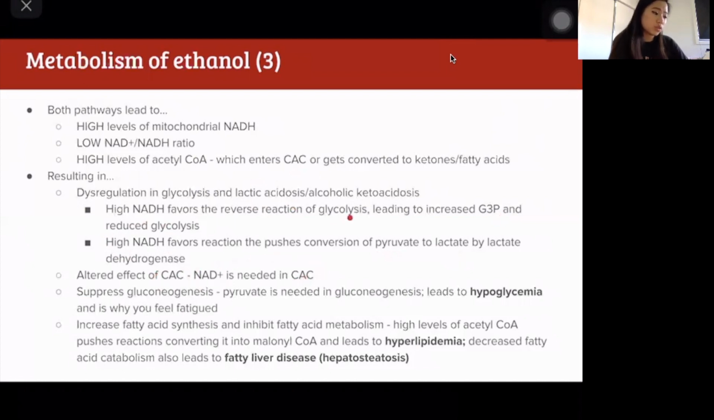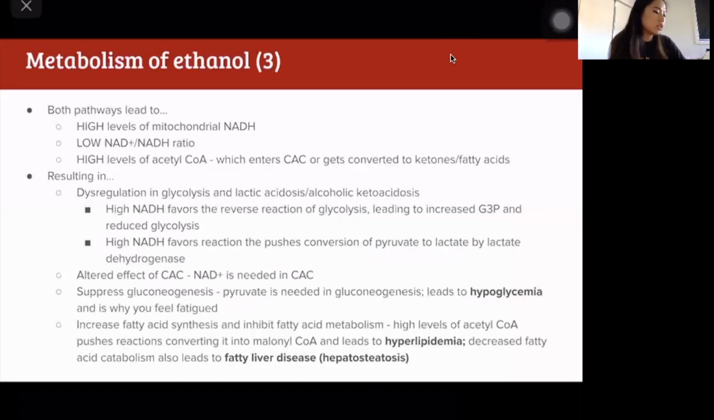It also suppresses gluconeogenesis, because pyruvate is something needed in gluconeogenesis. And as we see up here, the pyruvate is being converted to lactate instead. So this leads to hypoglycemia, so low glucose levels, and why you feel tired after like a day of drinking.